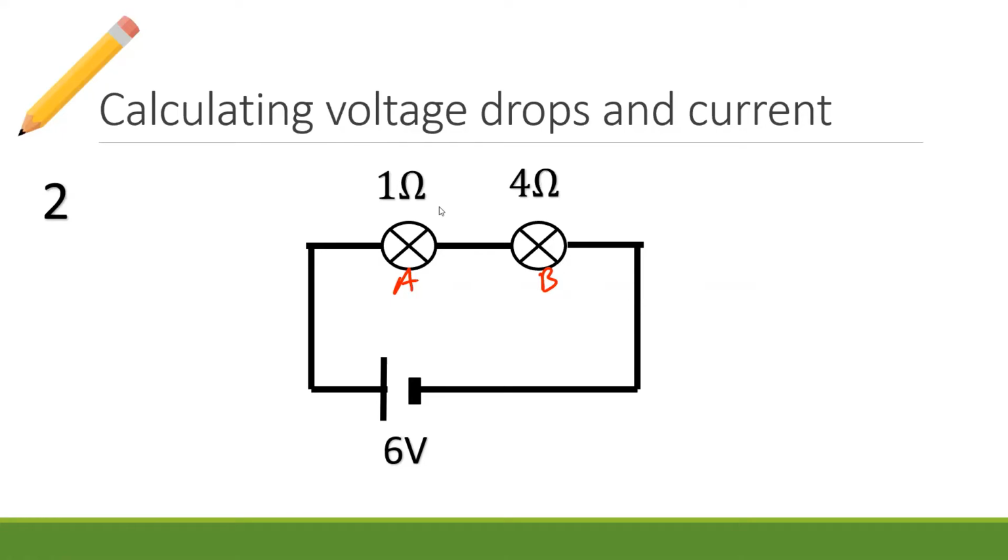Let's work it out. Okay, first things first. Let's start with resistance. Can someone tell me what is the resistance of A, B, and the total resistance? Someone's already on board. Okay, Jason's on board. A is 1, B is 4, total is 5. Does that make sense to everyone how we got these values?